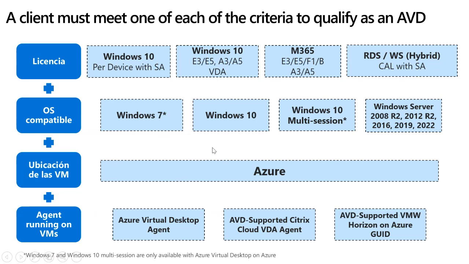The place where the VMs are running is Azure, and you need one agent running on the VMs. That can be the Azure Virtual Desktop agent, an agent that supports Citrix Cloud VDA, and one agent that supports VMware Horizon on Azure.